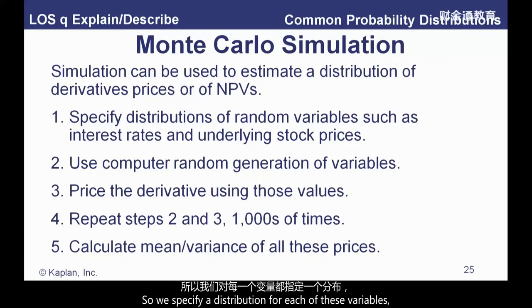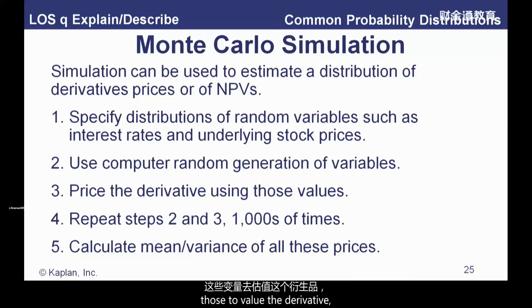So we specify a distribution for each of these variables, and they say, okay, give us a draw. Give us a random draw from each of these distributions. We could even specify the covariance, the correlations between them. And then it starts to generate these. Well, we generate one set of variables, and then we use those to value the derivative. And we note that value. And then we do it thousands of times. The computer does it thousands of times.